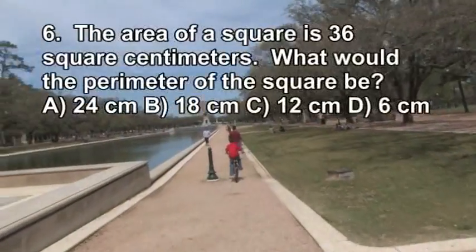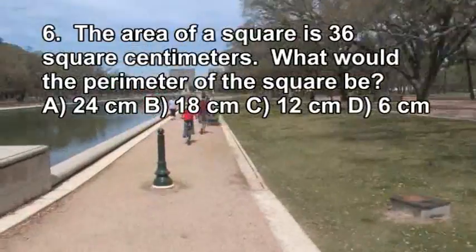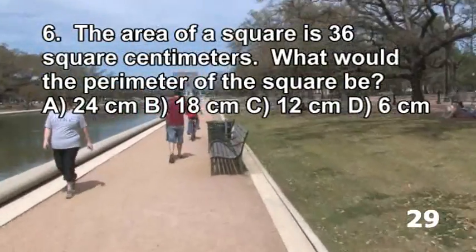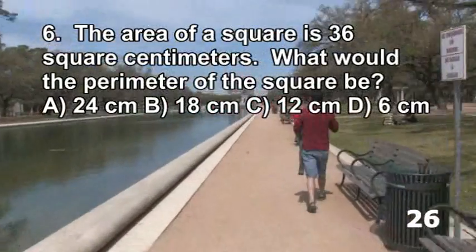The next question, question 6. The area of a square is 36 square centimeters. What would the perimeter of the square be?